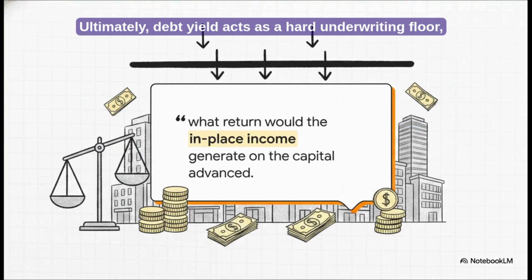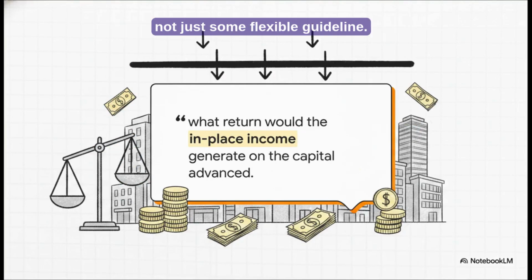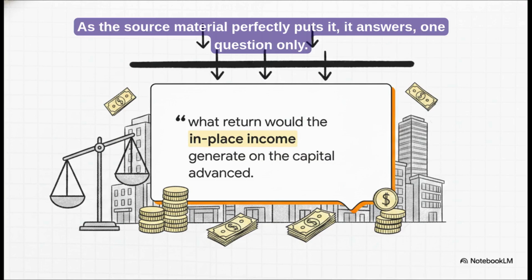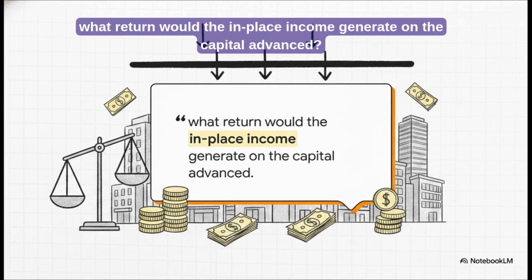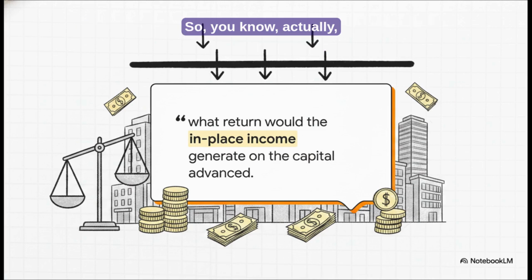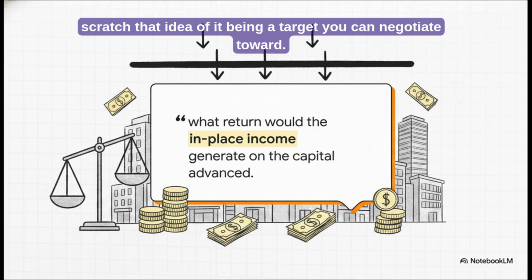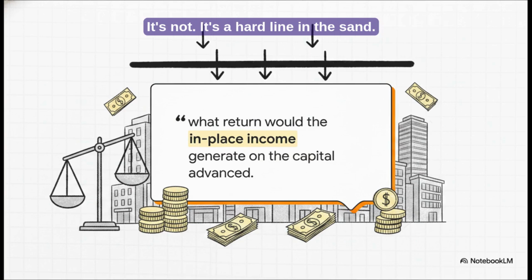Ultimately, debt yield acts as a hard underwriting floor, not just some flexible guideline. As the source material perfectly puts it, it answers one question only. If the lender had to foreclose today, what return would the in-place income generate on the capital advanced? So, actually, scratch that idea of it being a target you can negotiate toward. It's not. It's a hard line in the sand.